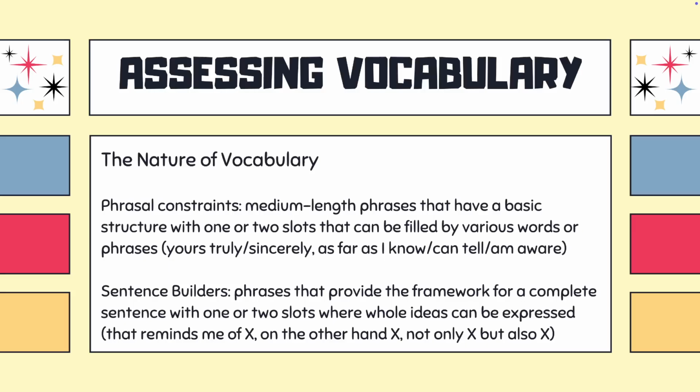Phrasal constraints. These are medium length phrases that have a basic structure with one or two slots that can be filled by various words or phrases. So things like yours truly, sincerely, as far as I know, as far as I can tell, as far as I'm aware. And also sentence builders, phrases that provide the framework for a complete sentence with one or two slots where whole ideas can be expressed. That reminds me of, on the other hand, not only this, but also this. Very common ones that you have had to learn in your English journey. So all of these could be considered vocabulary.